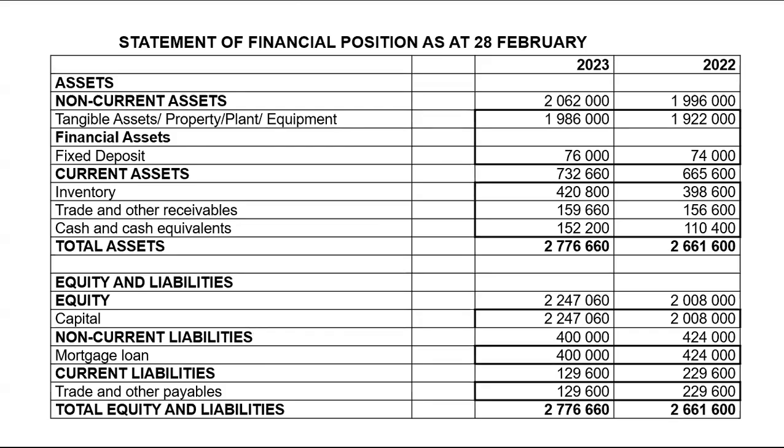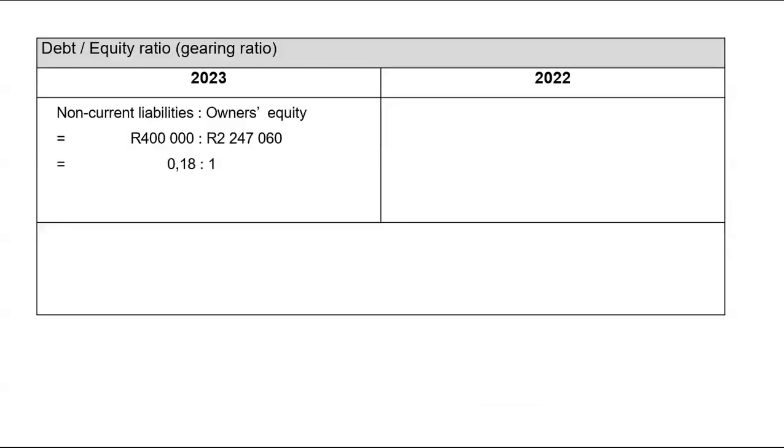And there it is. For this year, it is 2,247,060. For last year, it was 2,008,000. All you have to do is to compare this to your long-term liabilities, right? And that's how you calculate your debt to equity ratio. Your debt to equity ratio indicates how risky a business is. So it's your non-current liabilities is to your owner's equity. For this year, it was 0.18 is to 1. And for last year, it was 0.21 is to 1.